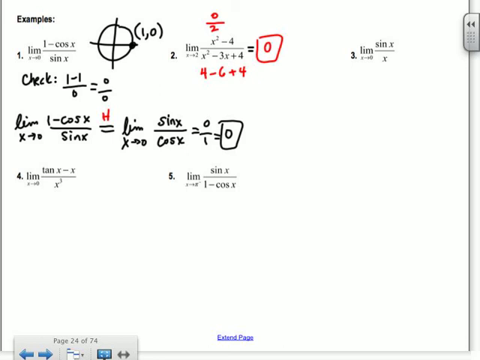All right, so the next one, limit as x goes to 0. Can you plug in this one? 0 over 0. So we're going to use L'Hopital's rule. So I have the limit as x goes to 0. Derivative of sine, cosine. Derivative of x, 1. So as x goes to 0, you get cosine of 0 is 1 over 1. So your answer is 1.